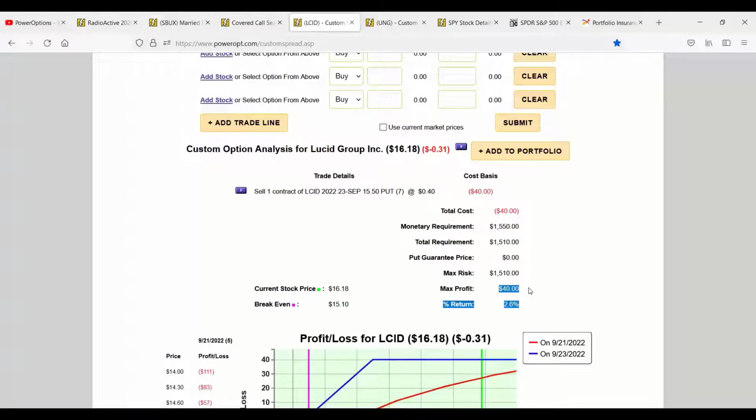Whether I did the out of the money cash secured put or naked put, whatever phrase you want to term, or the in the money covered call, I'd have the same max profit of $40 provided the stock stayed above 15.50. And of course, the max naked yield here of 2.6%, or the max return if assigned on the covered call of 2.6%.